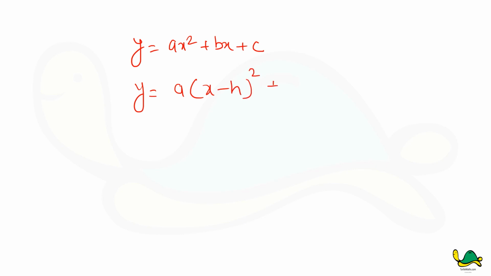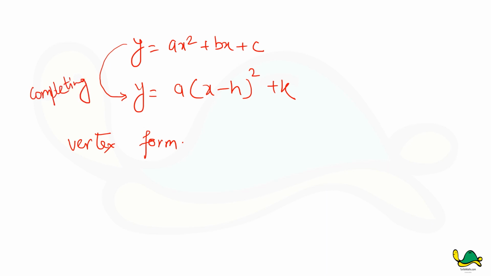Completing the square means that we would like to write any quadratic, which can be written as y equals ax² + bx + c, as y equals a(x − h)² + k. Writing it like this is also known as writing it in the vertex form. The process of writing any general quadratic into the vertex form is known as completing the square.